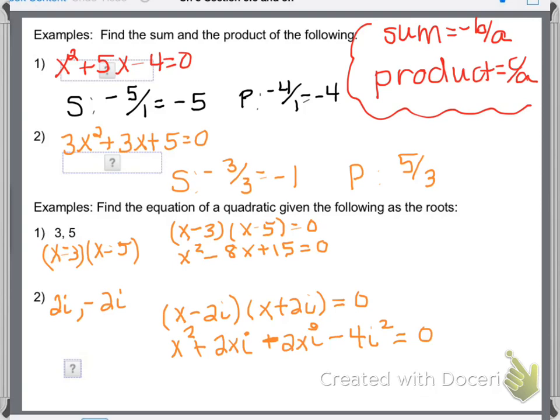Because they're conjugate pairs, those two terms cancel each other out. I squared is negative 1. So we have x squared, negative 4 times negative 1, plus 4 equals 0. So there's your quadratic, x squared plus 4, that has the roots of 2i and negative 2i. Next page.